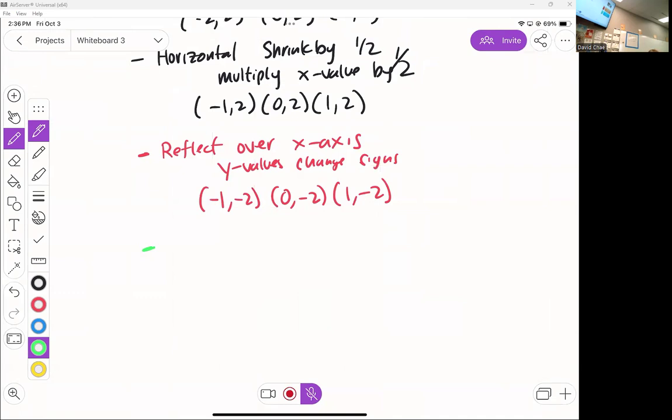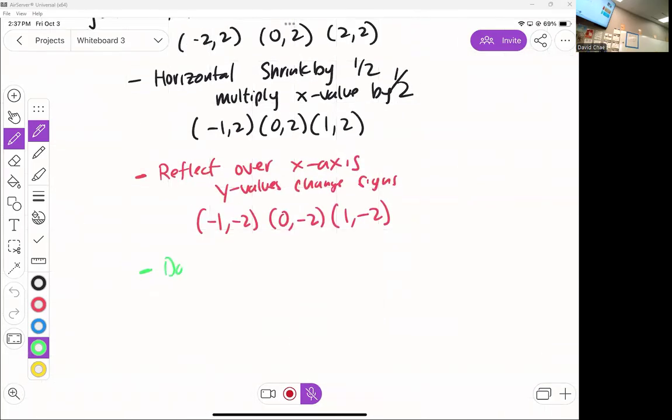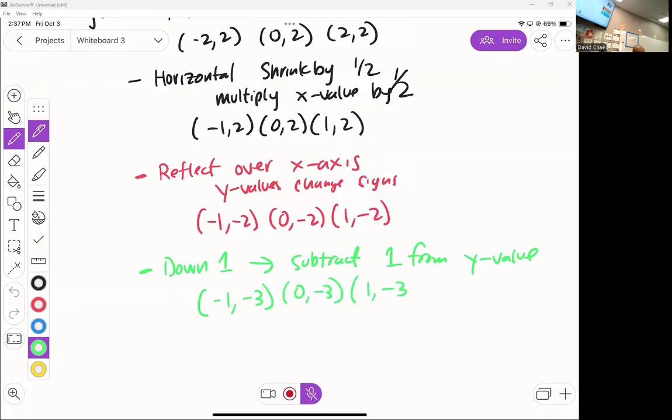Horrible. All right, what do you do next? Down 1, which means subtract 1 from the y value. So -1, -3, 0, -3, 1, negative 3. Cool. Right.